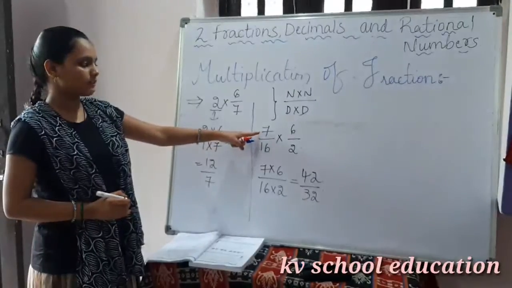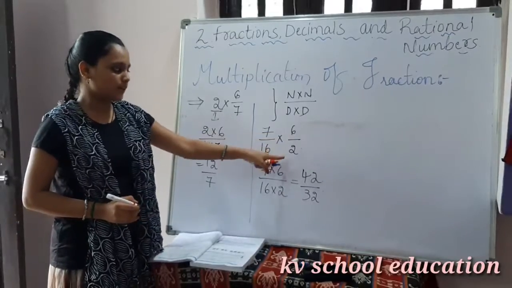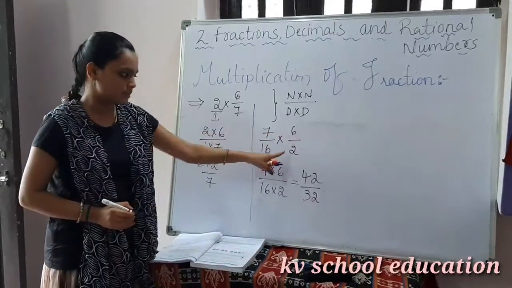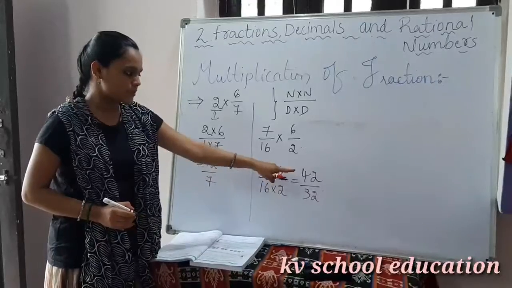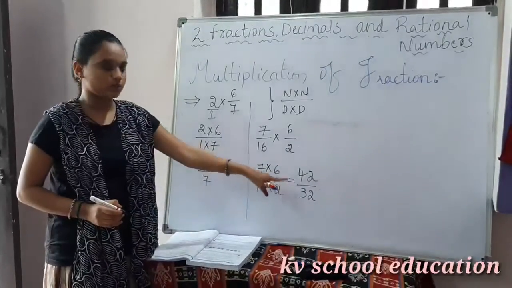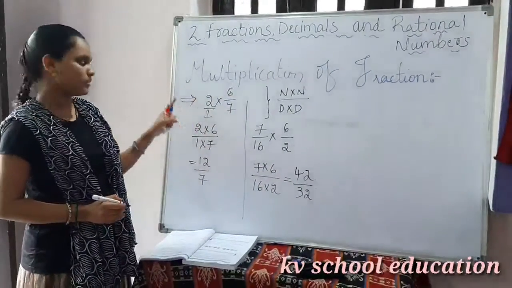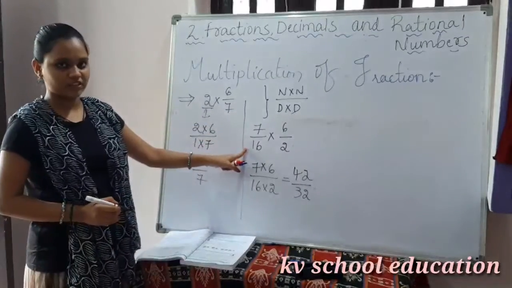Once again I will repeat, 7 by 16 into 6 by 2. 7 into 6, 16 into 2. 7 into 6 is 42 and 16 into 2 is 32. So this is the multiplication of fraction. This is by whole number and this is by fraction.